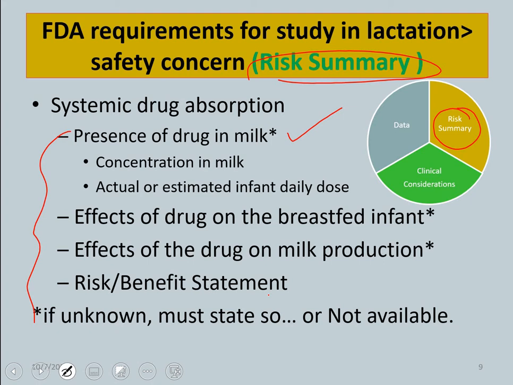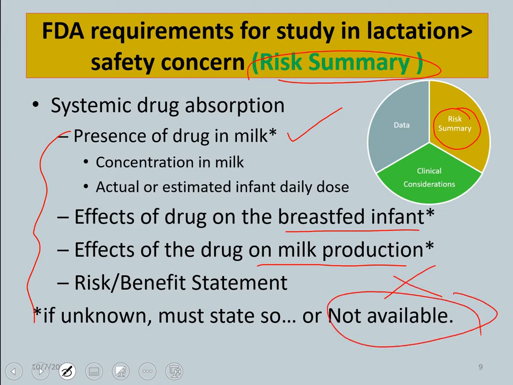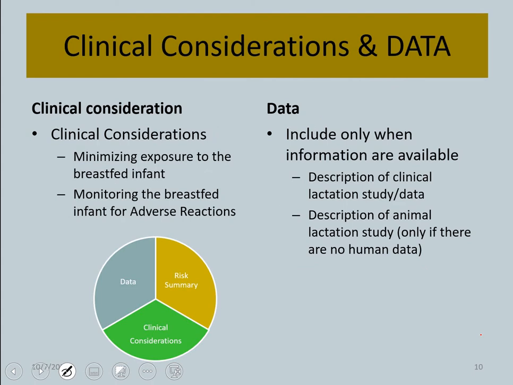You see, that is important. So in the risk summary, you've been told about the presence of drug in the milk, the effects of the drug on the breastfed infant, and the effects of the drug on milk production. If you do not have this information, you will just report that it is not available, or NA.